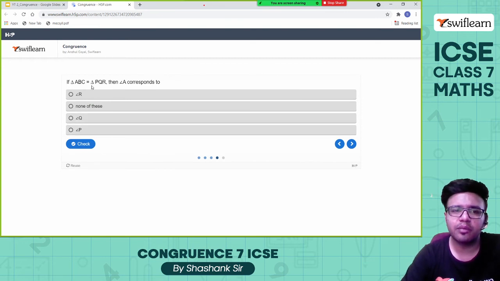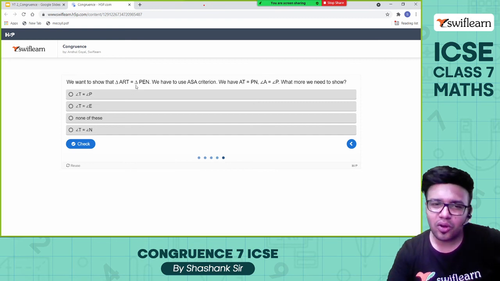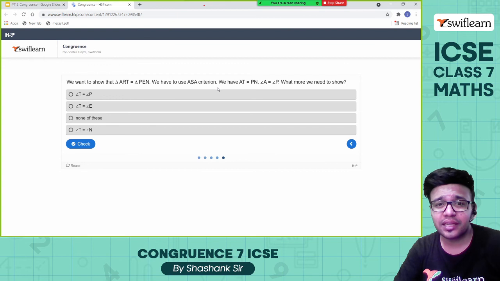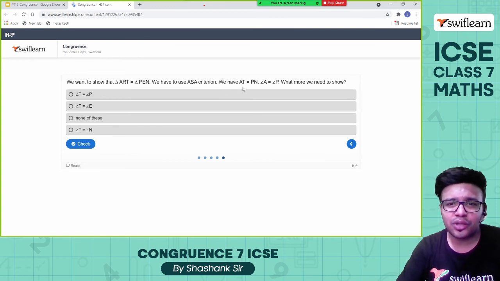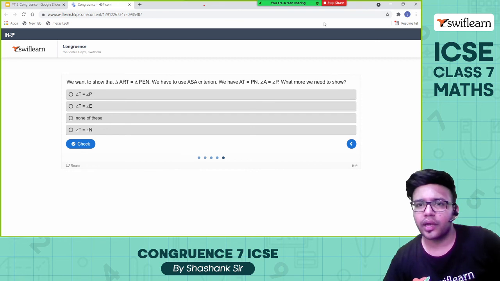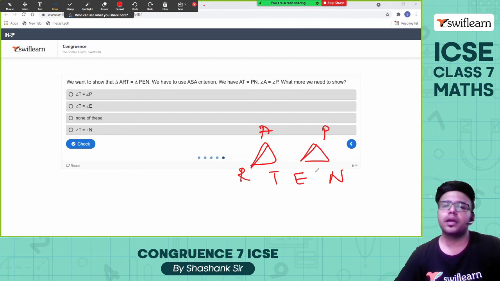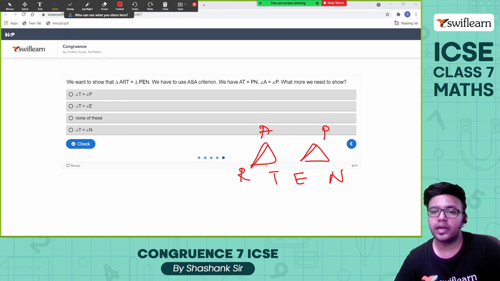If triangle ABC is congruent to triangle PQR, then angle A corresponds to angle P. When we want to show triangle ART is congruent to triangle PEN, we have to use ASA criteria. We have AT equal to PN, angle A equal to angle P. What more do we need to show? We have to draw it to understand. ART, PEN. Now see, taken in the same order, AT is equal to PN, angle A is equal to angle P. We need to show AR is equal to PE.